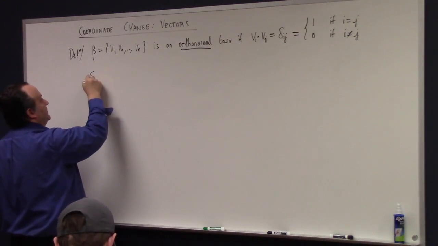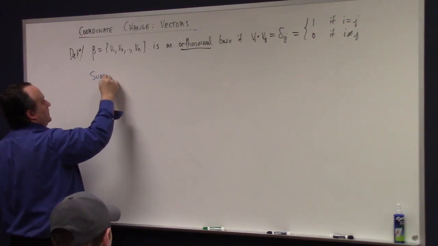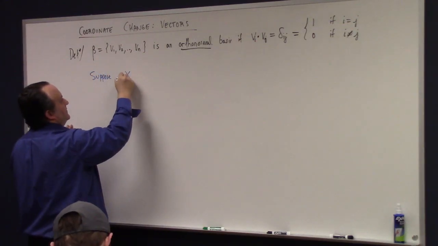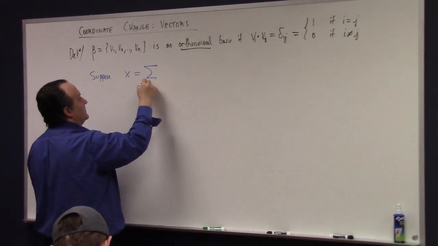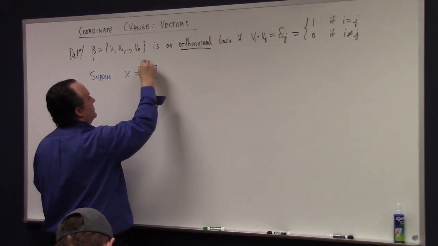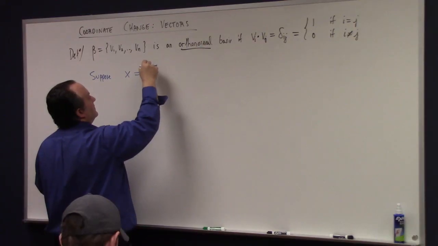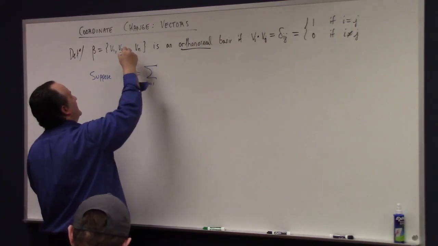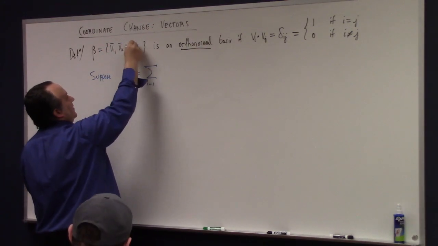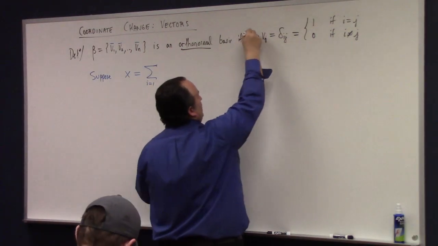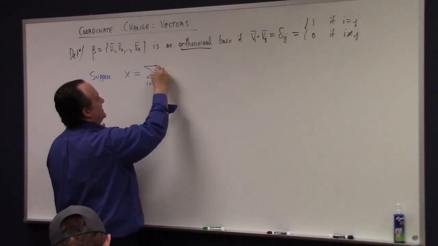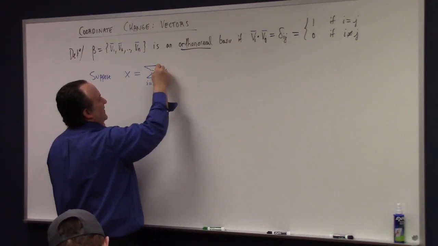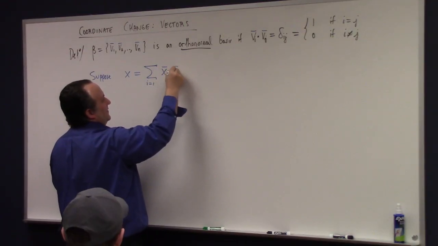Let's suppose that we have x equal to, I'll use a different letter just for the sake of being weird. Okay, fine, I'll put bars on it, to be consistent with the rest of my lecture. Bars everywhere. So x is equal to the sum i equals 1 to n of x bar i, v bar i, all right?